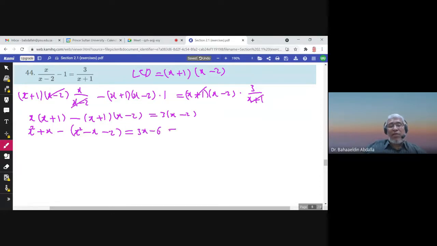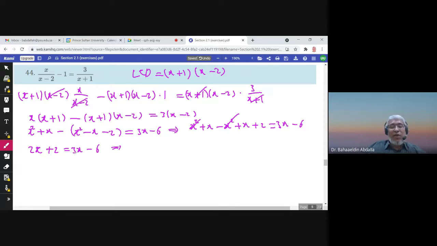3x minus 6. Now, I have x squared plus x and minus x squared. Minus times minus is plus x. Minus times minus 2 is plus 2. And I will not take 3x; I leave them on the left-hand side. And why is that? Because I noticed that there is x squared and negative x squared. They will be cancelled. So x plus x is 2x, plus 2 equals 3x minus 6.